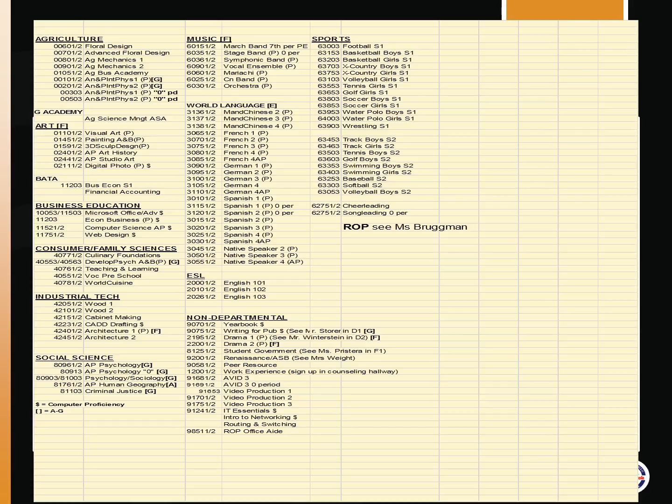And the last note is regarding work experience. If you do need or are interested in taking work experience, you need to sign up in the counseling office after spring break. There will be a sign-up sheet outside of my office, and you just sign up with your name, ID number, and the place you're working at, or if you will be looking for a job.